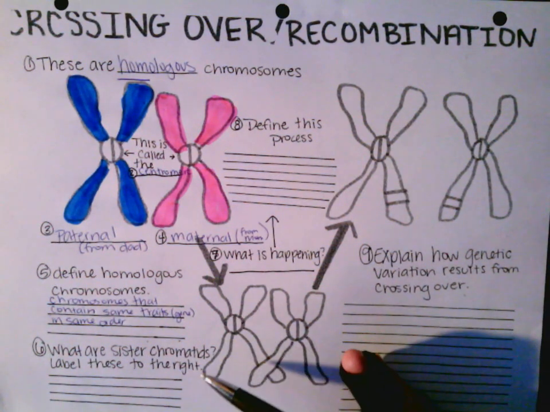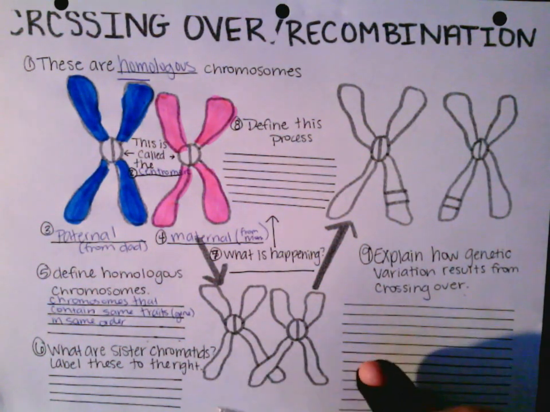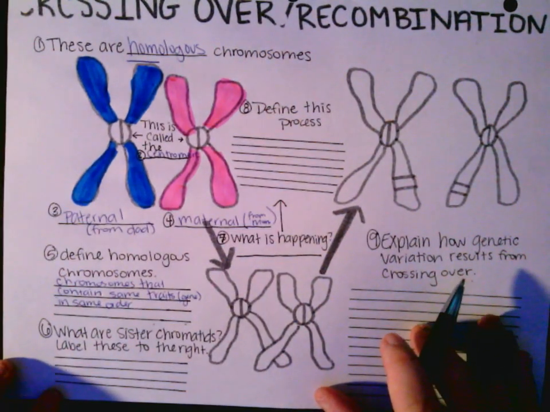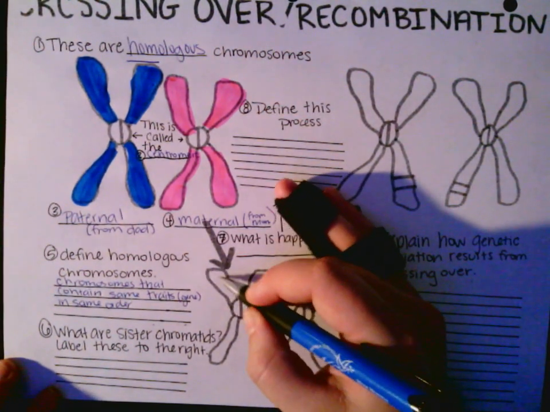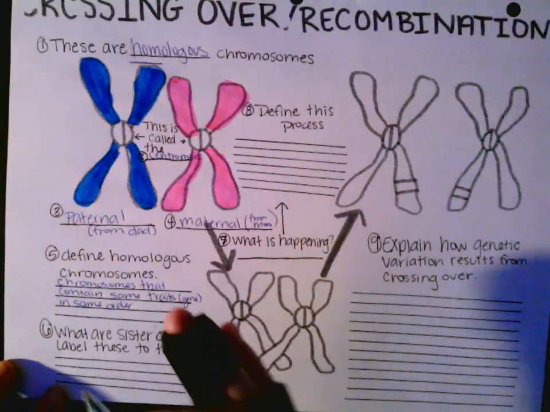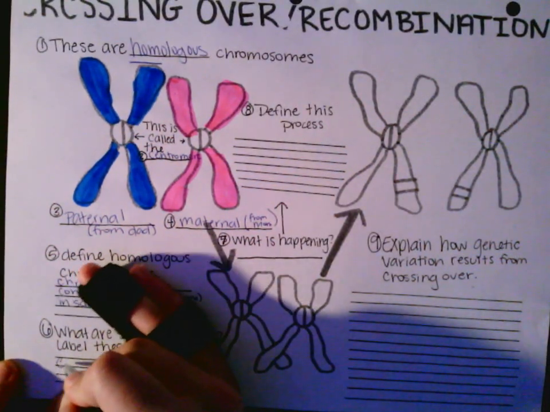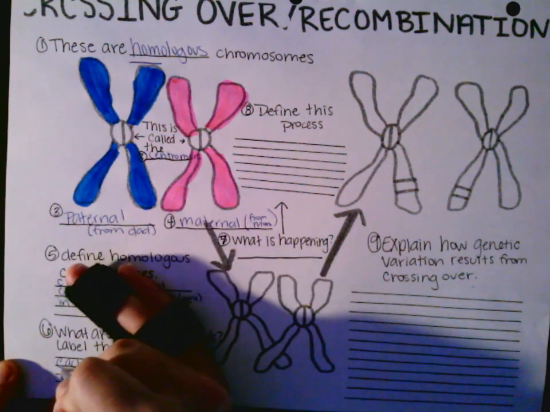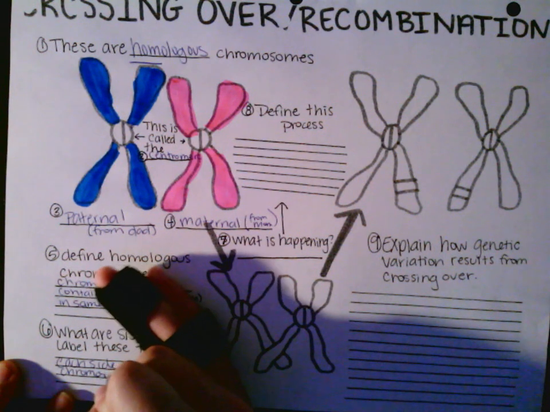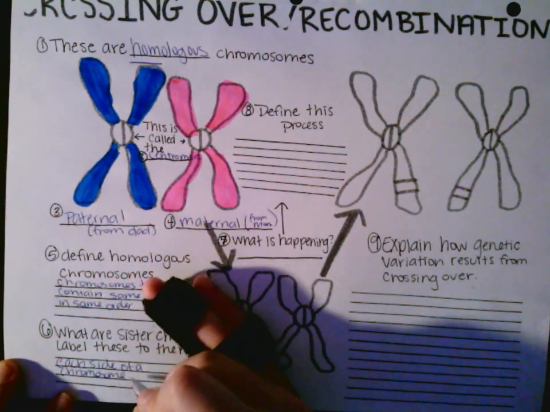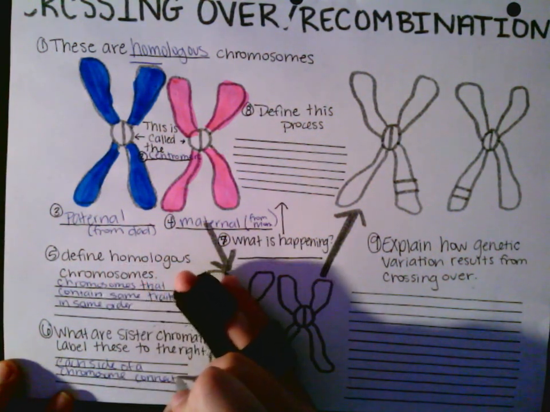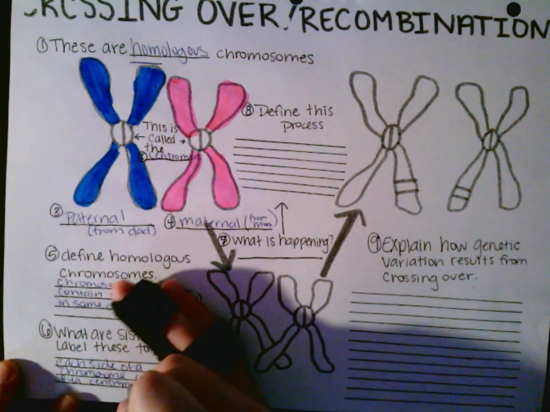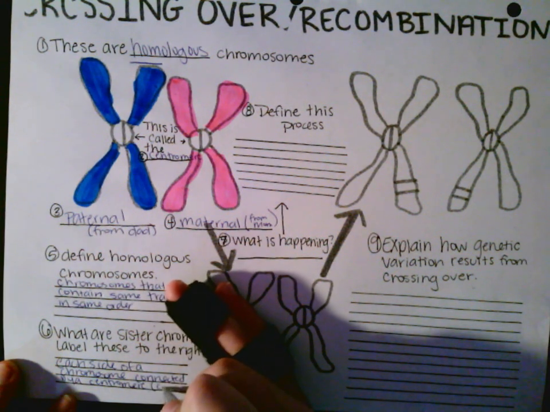Okay, so number 6 says, what are sister chromatids? And label these to the right. So sister chromatids, as we talked about in mitosis and meiosis, is this duplicated section of a chromosome. So it is each side of a chromosome connected by a centromere, and it is the copied info.